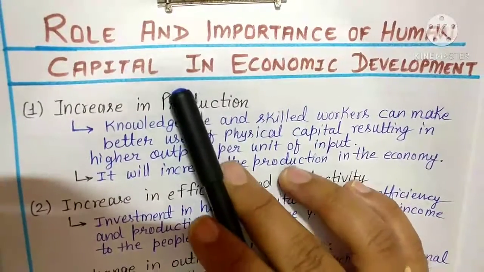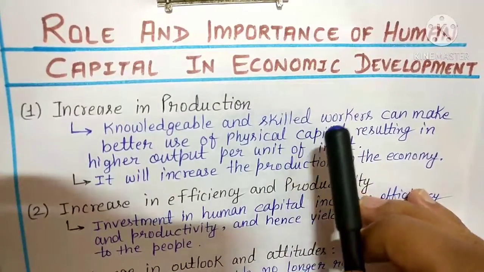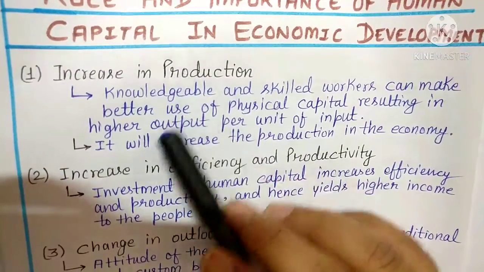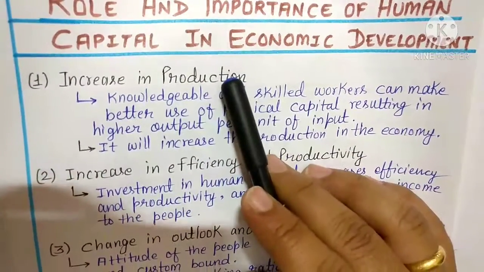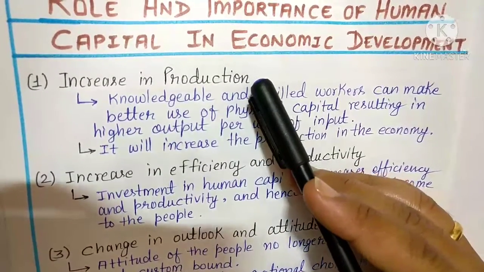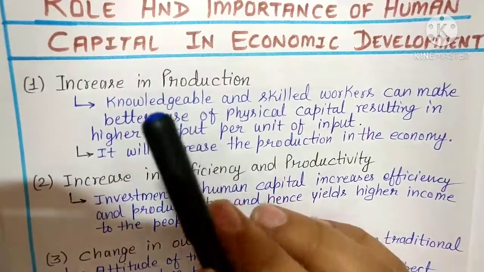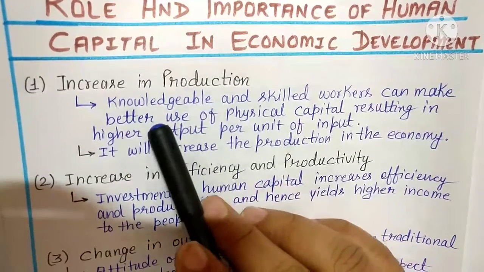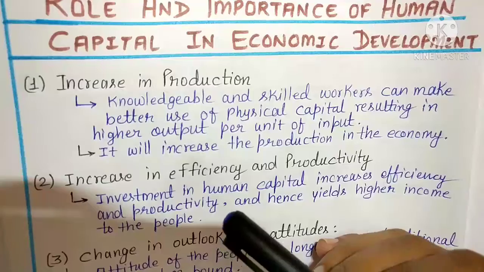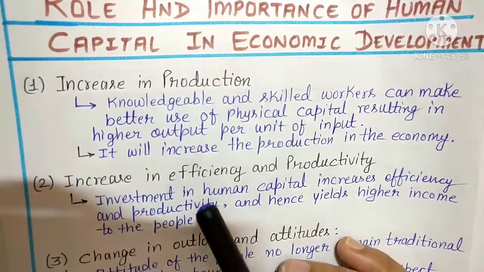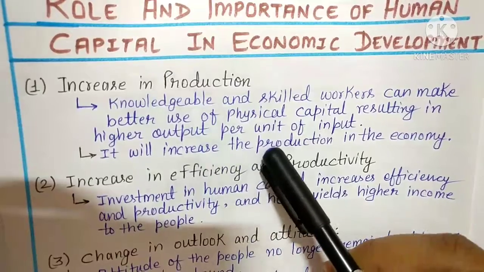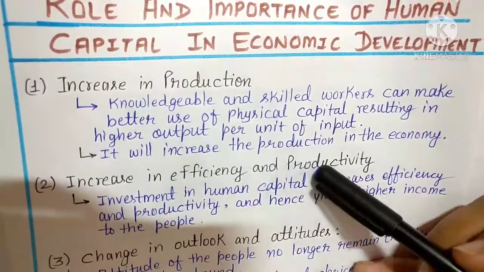Now we will discuss the role and importance of human capital in the economic development of our country. Suppose the first point is increase in production. As you have noticed the meaning of human capital and human capital formation, by knowing the meaning you can say they help in increasing production. Knowledgeable and skilled workers can make better use of physical capital compared to unskilled people, so they help in higher output per unit of input. So it will increase production in the economy.